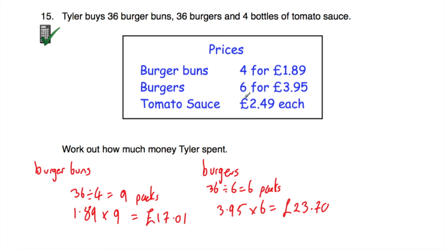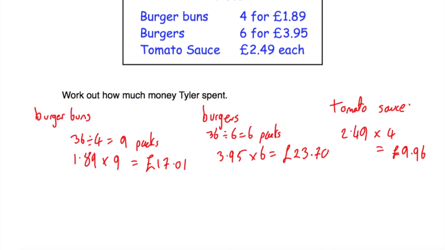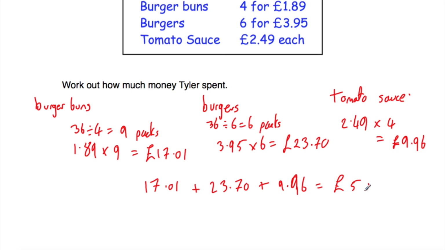Now let's consider the tomato sauce. It costs £2.49 a bottle, and he buys 4 bottles. So for the tomato sauce, each bottle costs £2.49, and he buys 4 of them, and so we're just going to multiply that by 4, and that's equal to £9.96. So that's fantastic. We've now got the cost of the burger buns, the cost of the burgers, and the cost of the tomato sauce. So we can now just add those and find the total cost and work out how much money Tyler spent altogether. So let's do that. And that's equal to £50.67. And that's it. So that's how much money Tyler spent.